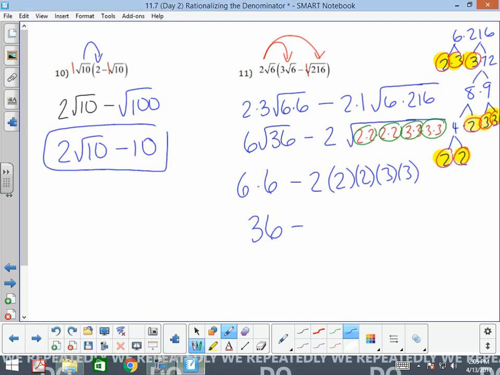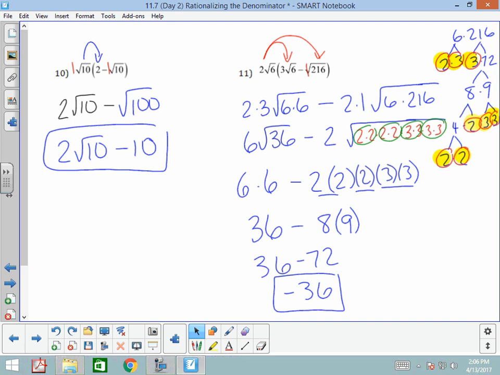Okay, so we have 2 times 2 times 2, which is 8, times 3, which is 9. So 36 minus 72 is negative 36. All right, so now you get to work on the student problems and submit the Google form.